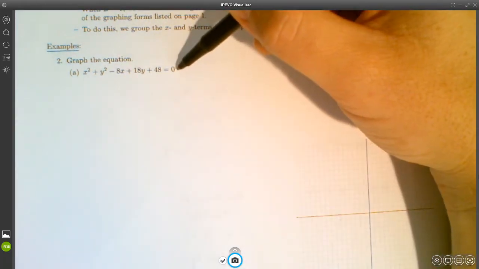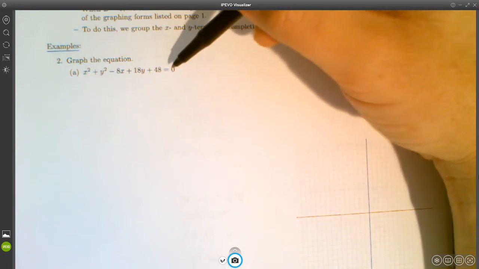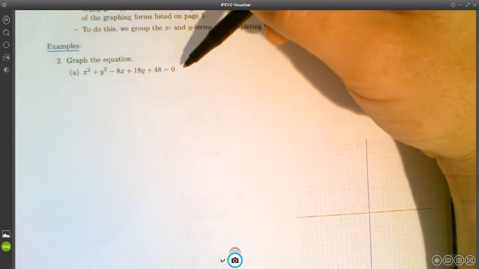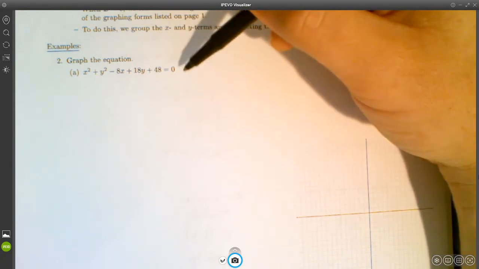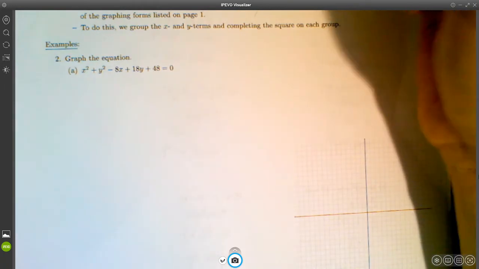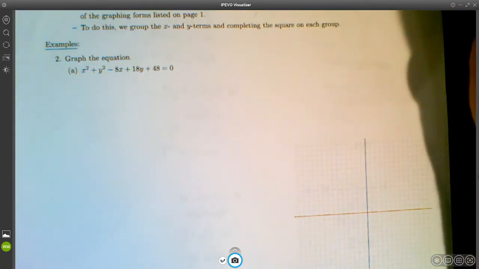Just looking at it in the format that it's in, this general form, you might be able to tell what it is. I know what it is, and we're going to talk about how to tell what it is in this section a little bit later on. But you don't actually need to be able to identify it just by looking at it, as long as you can rewrite it in graphing form, which requires us to again complete the square on each group.